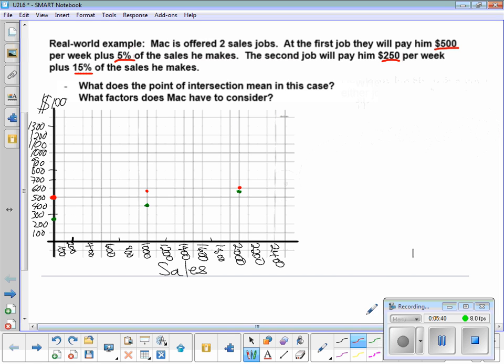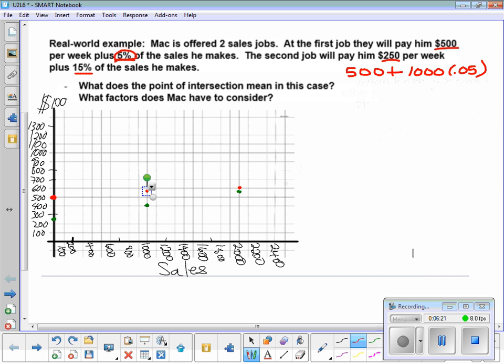So if I bring this here, he would make $500 plus, it says, 5% of his sales. So if he sells $1,000, 5% of that would be multiplying by 0.05, because we take the 5% and turn it into a decimal. When we actually do that, we see that he's going to make $550. Okay, so here's 500, 600, so about halfway through.